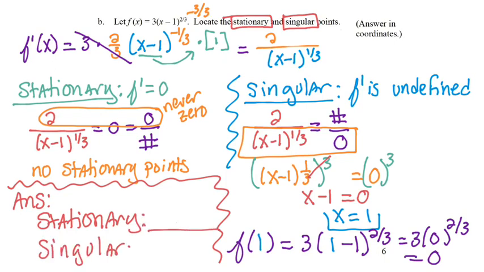So I'm ready to answer the question. I'm going to list both the stationary and singular points. We've already stated that there are no stationary points, but we do not leave it blank. We'll go ahead and write none. Don't write 0, 0, that's a point, and we don't have a point. And for the singular, we found an x and a y value that we will answer as coordinates of 1, 0.